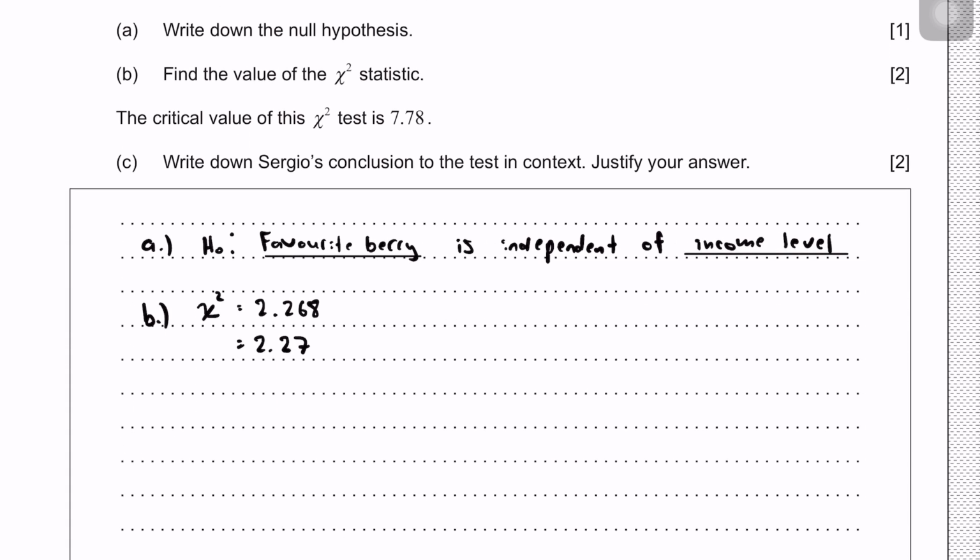So here we are, part C. Let's compare our chi-squared value with chi-squared crit. Our chi-squared critical value is 7.78, and the chi-squared value that we found was 2.27. Our chi-squared critical value is greater than the one that we found. So what does that mean?